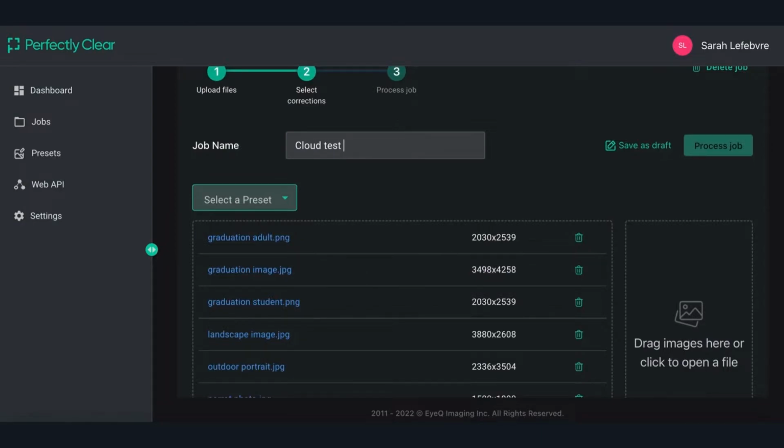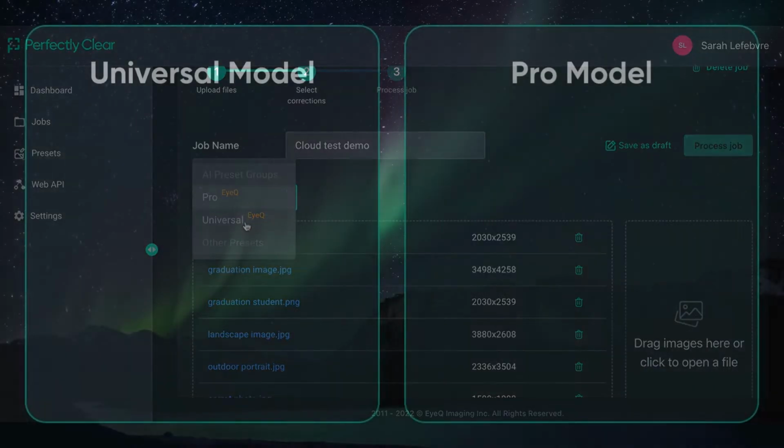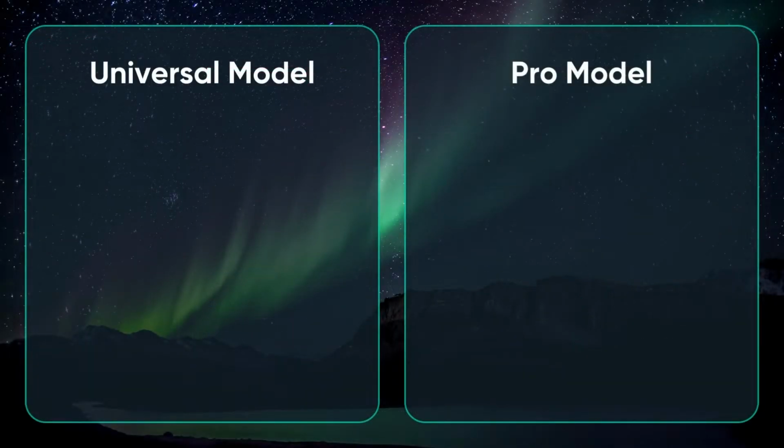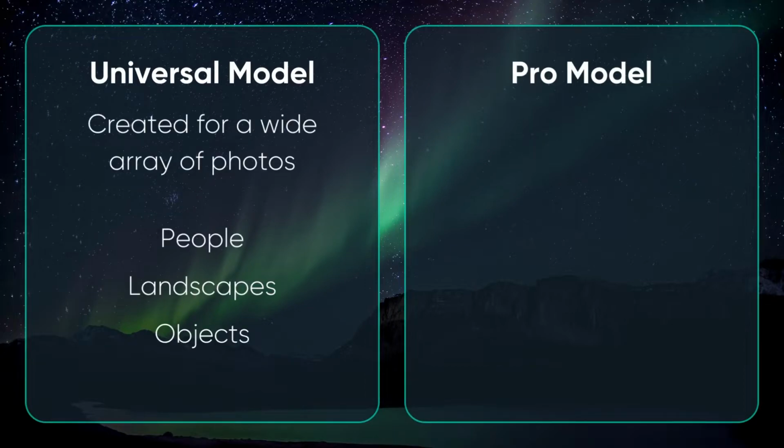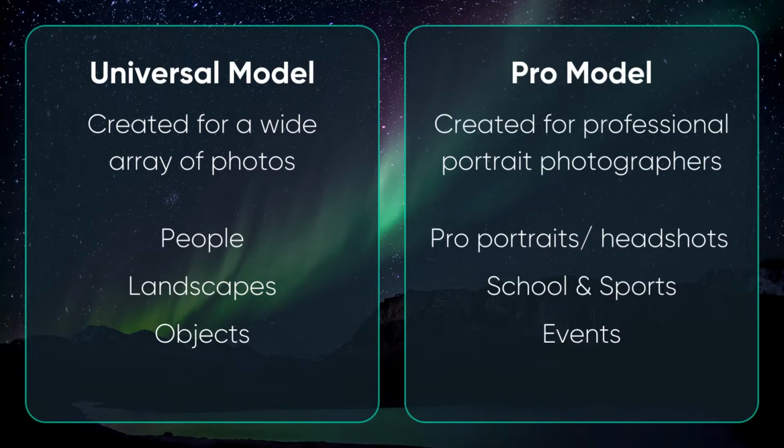As you can see here, there are 2 preloaded AI preset groups. You'll want to choose your AI preset group based on the types of images you're loading. The universal model was created for a wide array of photos. If your business has imagery of people, landscapes, and objects, this model is for you. The Pro model was created for professional portrait photographers. This can be used by professional portrait photographers, school and sports photographers, event photographers, etc.